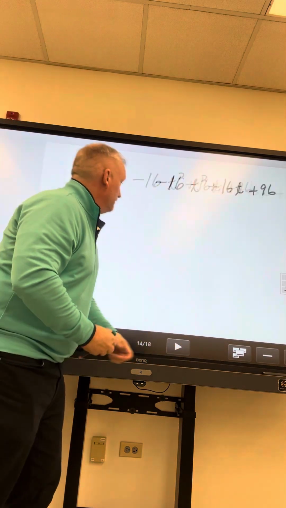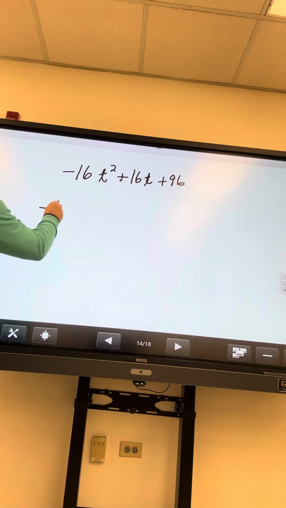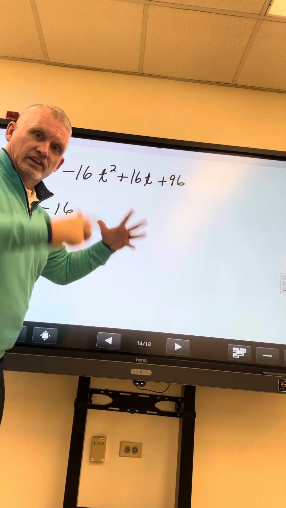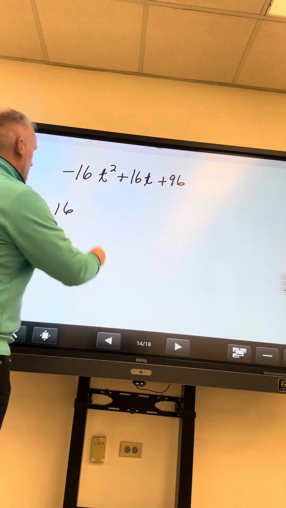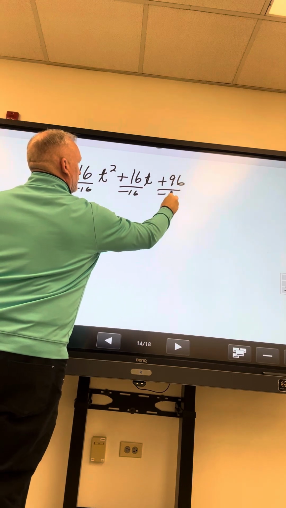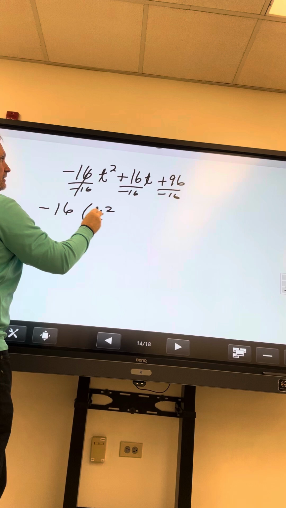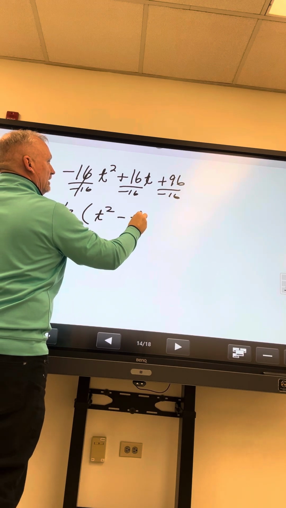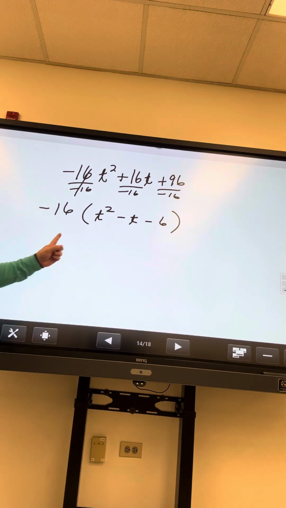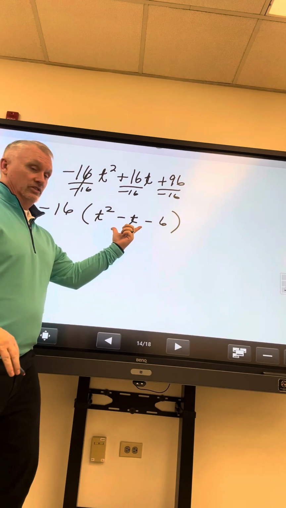So if I take a look at this, I'm going to take out a -16. And remember what I said, what's left? You've got the GCF and then leftovers. So now I divide each one of these things by -16. So I get t squared, those cancel out, minus t, -6. Now I don't care so much about this -16. I've already factored it out, but I have to do this.